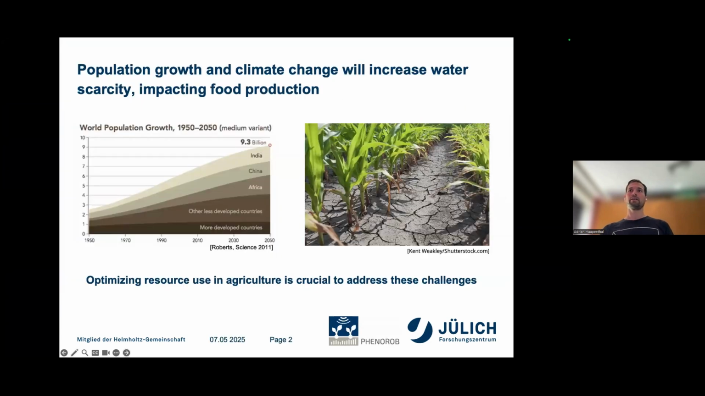Why should we look at soil gas diffusion processes? We know the population is growing and climate change will increase water scarcity, which will have a great impact on food production. Therefore, optimized resource use in agriculture is crucial to address these challenges.